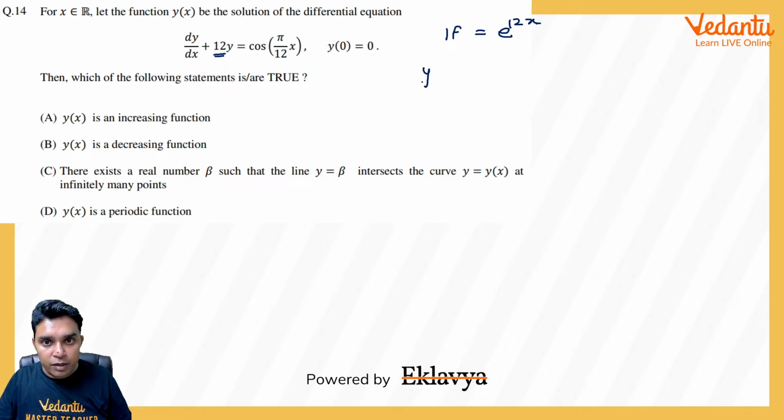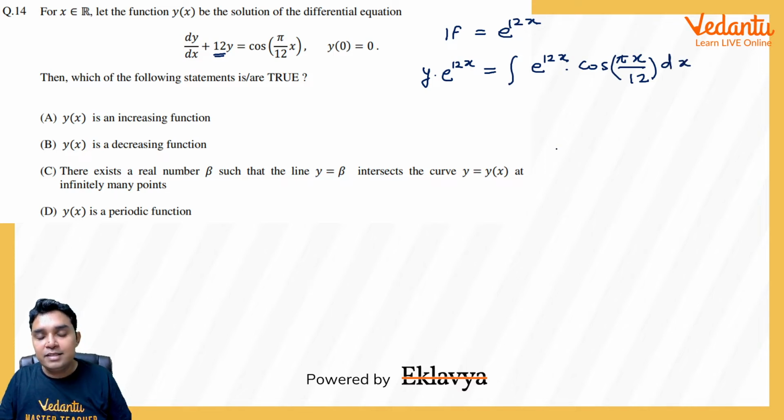So the solution will be y into e raised to the power 12x is equal to the integration of e power 12x into cos of pi x by 12. Now this thing is a little tricky because most of the students do not remember this result. In JEE once also they have asked, although there was an alternate method for that question, but here we have no option but to use this formula, or you have to derive it in the exam. Okay, right now I am going to use that result.